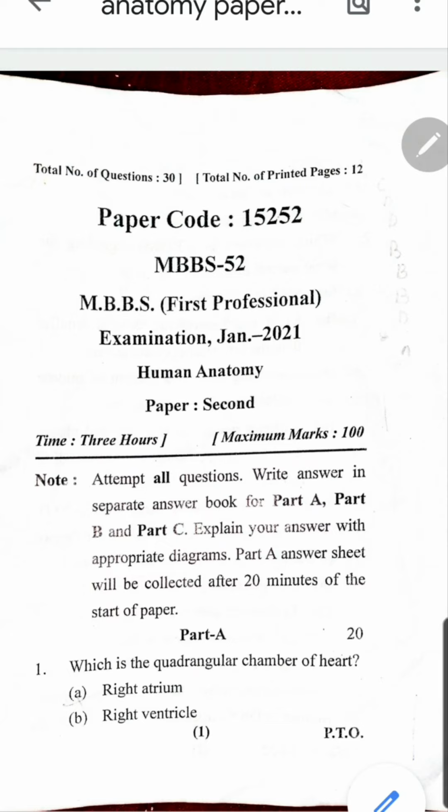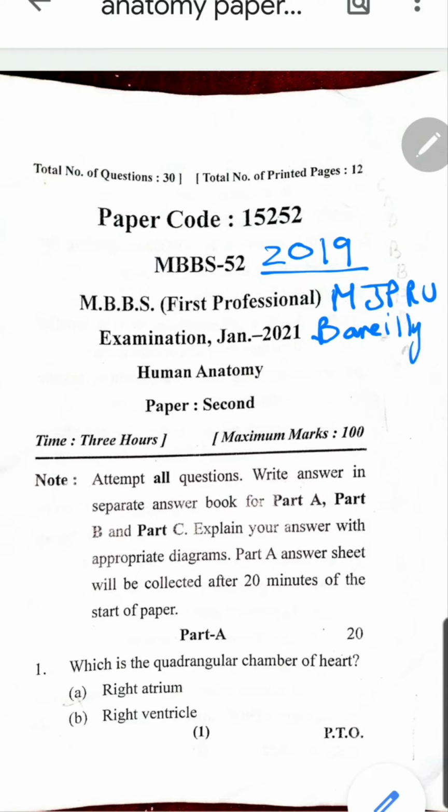Hello everyone. What you're seeing is a question paper of the MBBS first professional examination, 2019 admitted batch, under MJPRU, Mahatma Jyotiba Phule Rohilkhand University, Bareilly. This is the question paper of Anatomy Paper-2, and this exam was conducted on 6th February 2021.